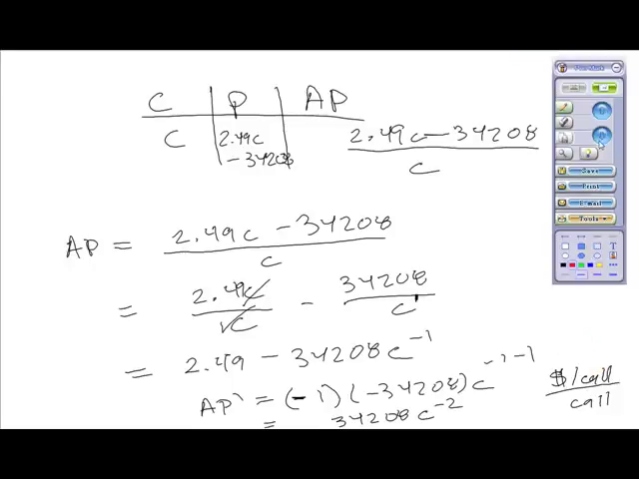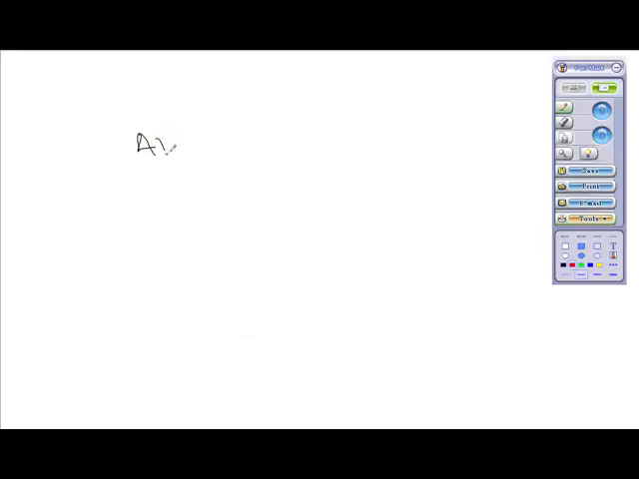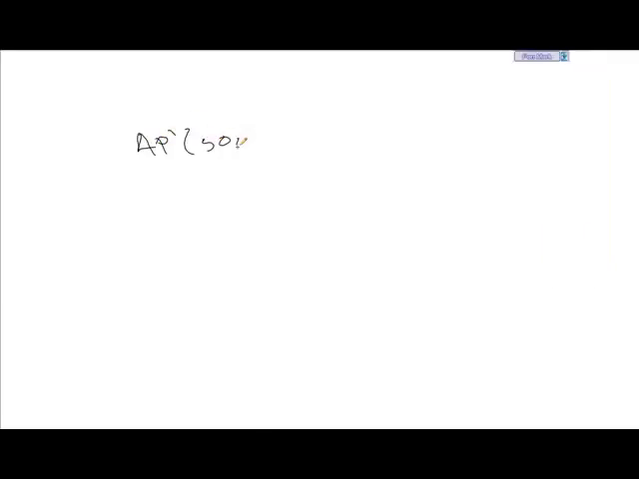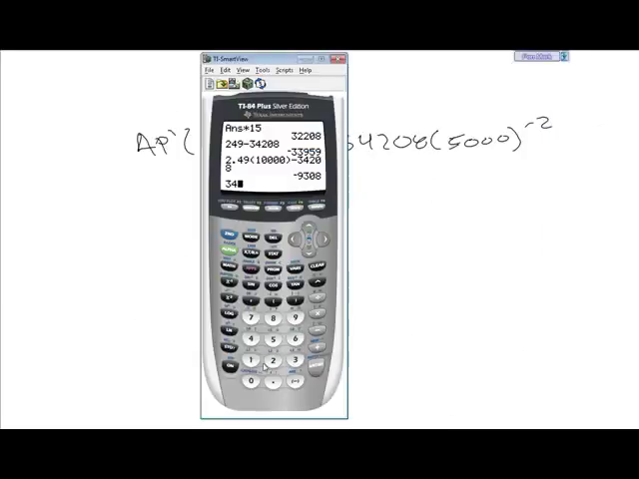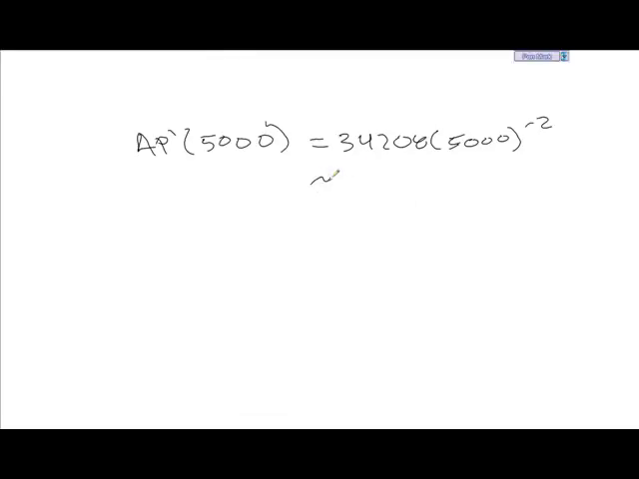And now I'm going to find AP prime of 5,000, which is going to be 34,208 times 5,000 to the -2nd. So 34,208 times 5,000 to the -2nd, and that gives me 0.0014, and this is what's happening to my dollars per call.